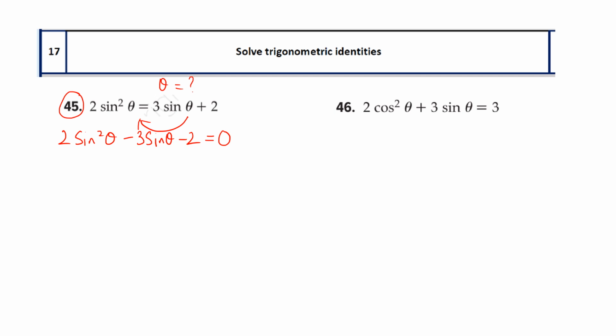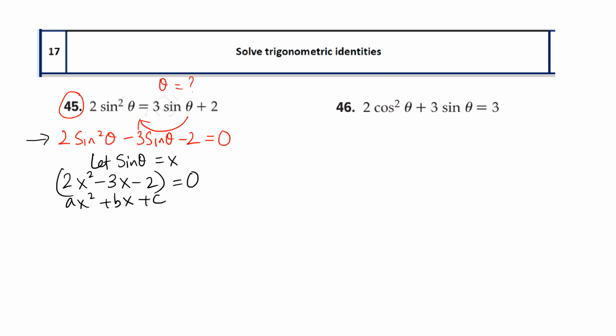Now this is like a quadratic equation in sine theta. So let us replace sine theta with x in order to solve this. Then what does this become? 2x square minus 3x minus 2. Now this is a quadratic equation which will have two solutions in variable x. When we solve it, I will compare with the standard form ax square plus bx plus c. So if you see, your a is 2, your b is minus 3, and your c is minus 2. This is the value of a, b and c.